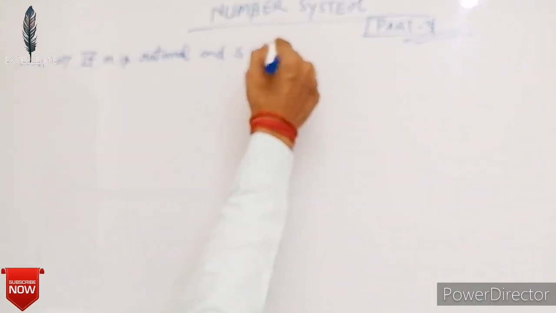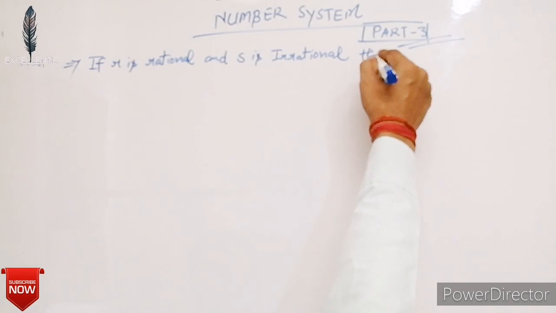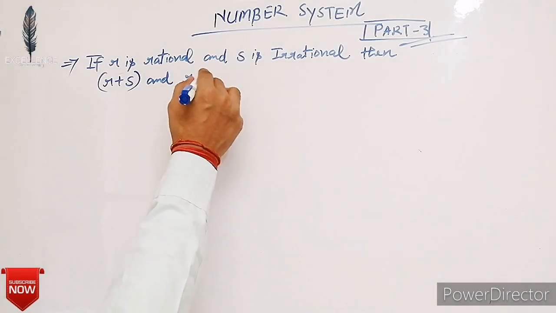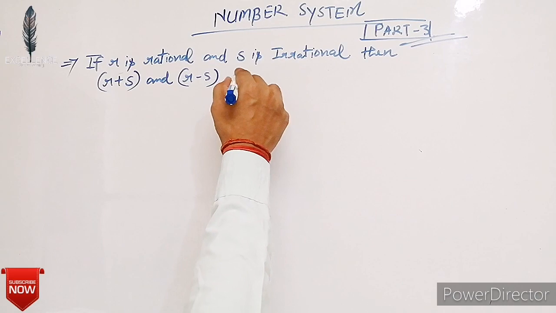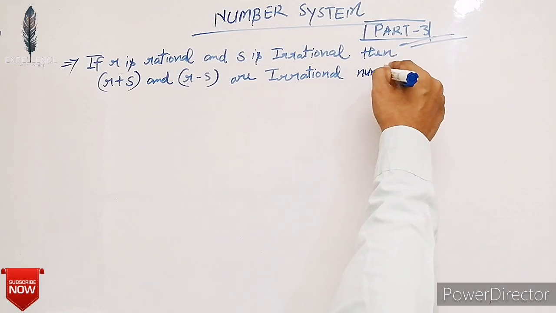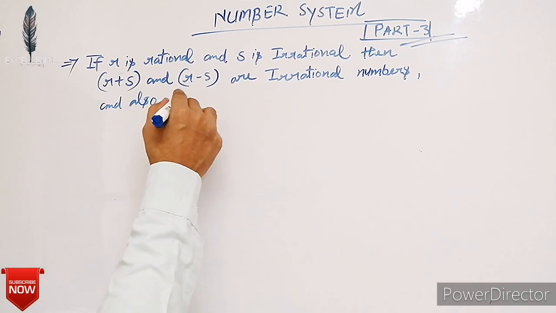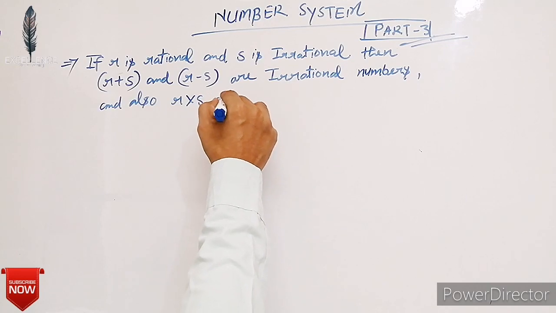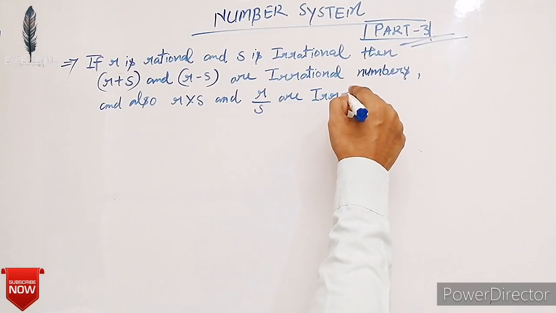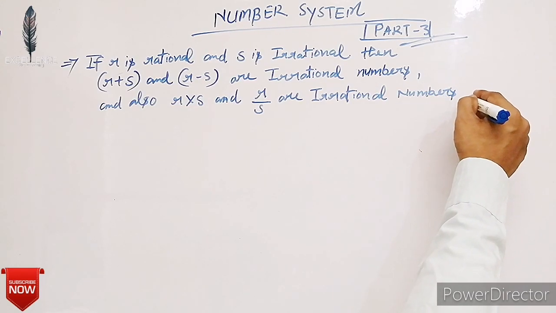Okay, let's see another concept. If r is rational and s is irrational, then r plus s and r minus s are irrational numbers, and also r into s and r divided by s are irrational numbers where r does not equal 0.